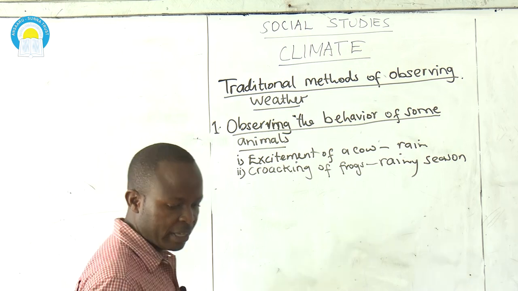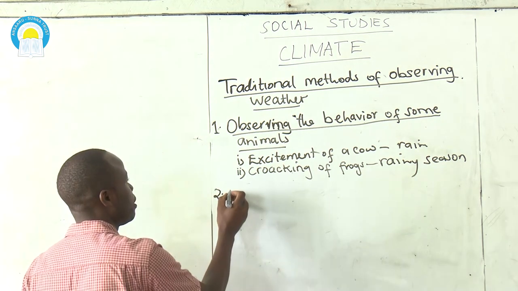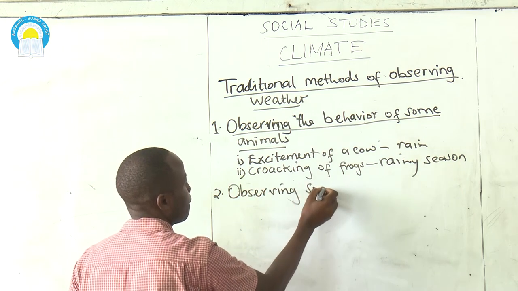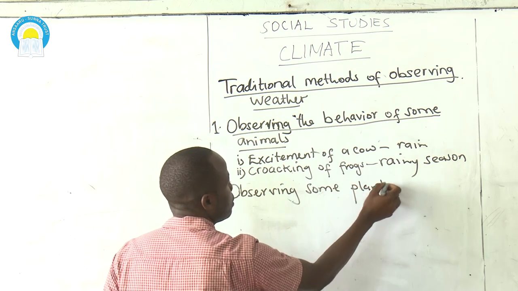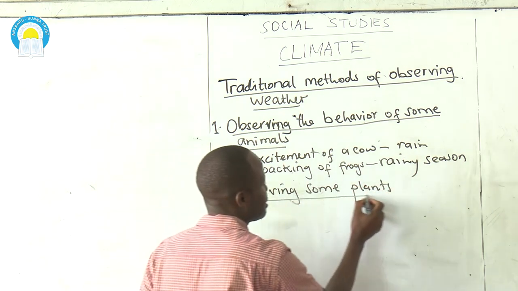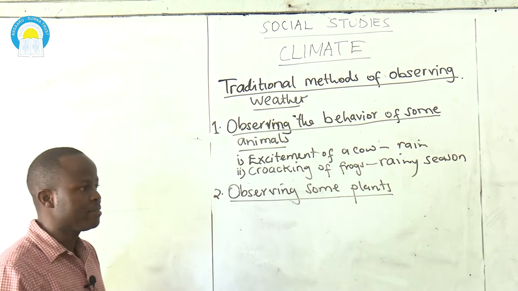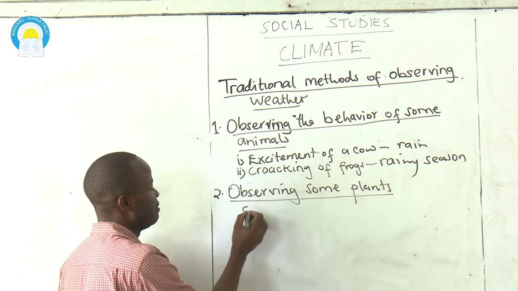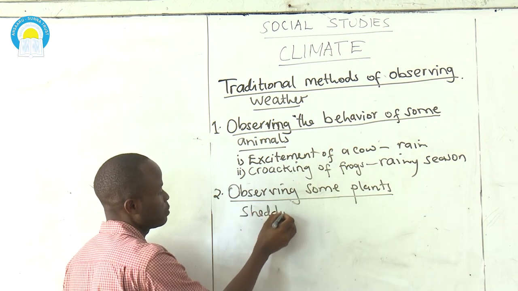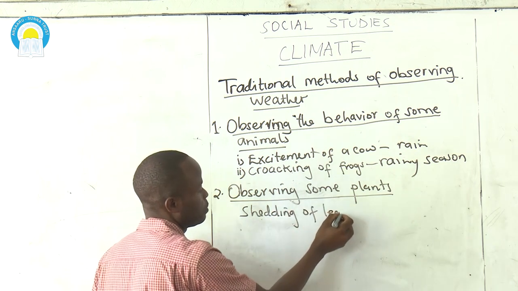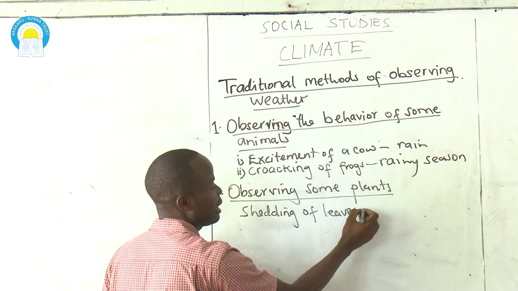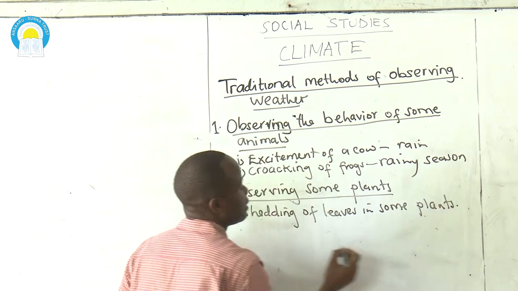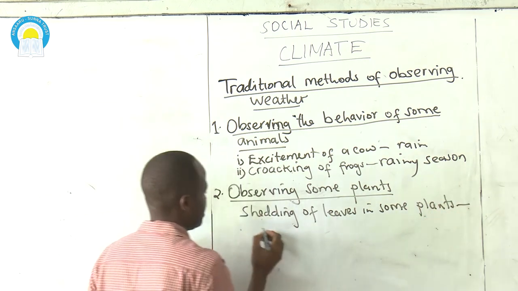Another one is observing some plants. Number two, in science, you have learned that there are some plants that shed their leaves during dry season. So shedding of leaves in some plants indicated that it is a dry season.